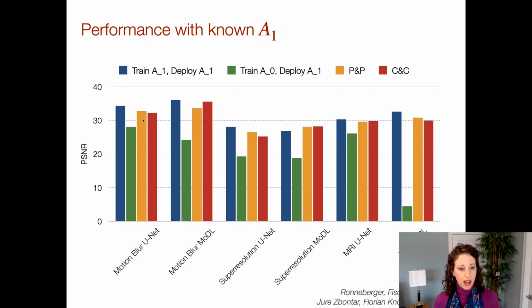But in orange, we've got our PnP method, and in red, we have our CnC method. And we see that in each of these different settings, they give us a big boost in performance that brings us back to being on par with the performance that we would have gotten if we trained for the right forward model from the very beginning.